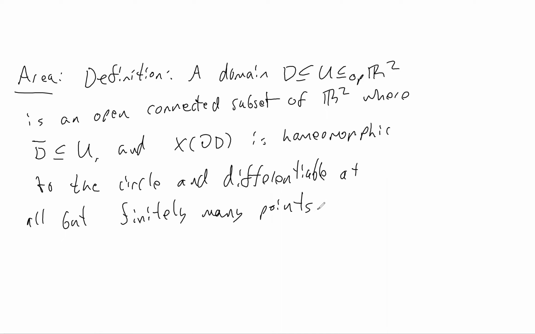What I'm doing is taking an open set of R2, so here's my surface again. And then I'm taking a polygon. It doesn't have to be a polygon, it could be a circle. As long as it's homeomorphic to a circle and differentiable at all the finite points, we're good. And then I'm gluing it to this region, creating what is called a region. So X of this domain along with this boundary will be called the region.